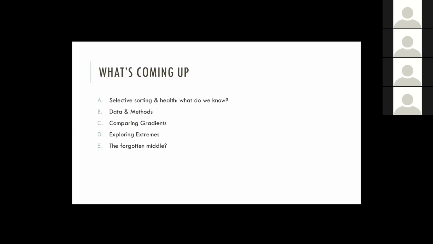I'll carry on. So I'll talk a little bit about what selective sorting is and what that means in terms of health, and then talk about the data and methods that I use here. And these are just one of a number of ways in which you can look at these relationships rather than the only ways you can look at them. The specific things I'll be doing are comparing gradients when you allow movement to occur with what would happen if people didn't actually move, looking at differences between the extremes of the deprivation gradient, and then also thinking a little bit about those people who move in the middle of the deprivation gradient.